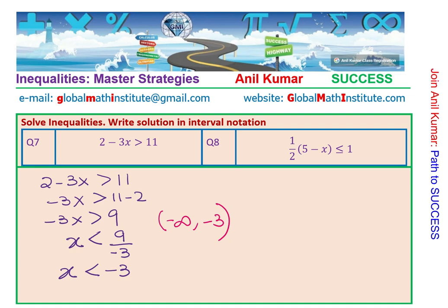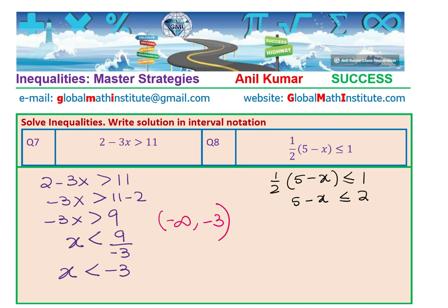Here again we have minus x, right? So first step, let's copy this question, which is half, and within brackets 5 minus x is less than equal to 1. Multiply by 2 to get rid of this half, right? You get 5 minus x is less than equal to 2. Now, you can do one more thing.